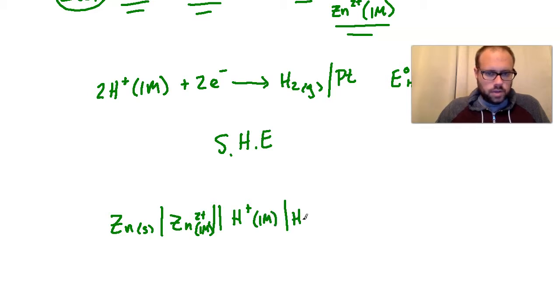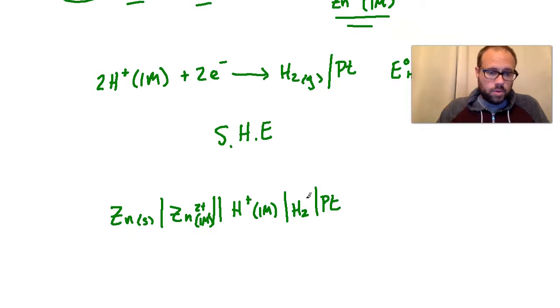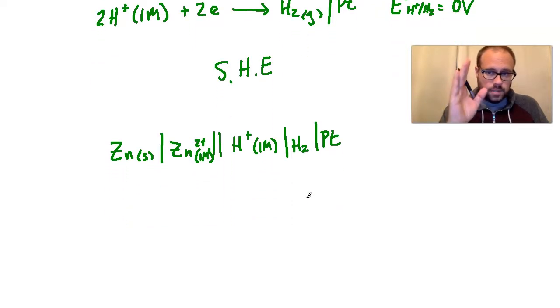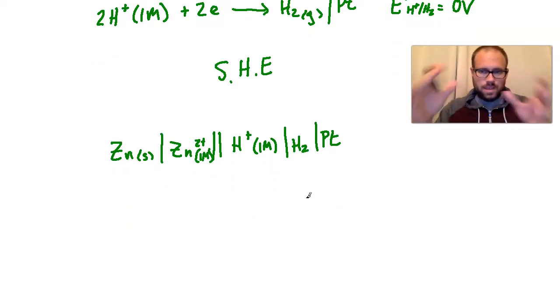Boundary H2, boundary platinum, right? We need a second boundary here because H2 is a gas and platinum is a metal. So when we're doing that, we put up another one of those single line boundaries when we're creating the written form of the voltaic cell here.